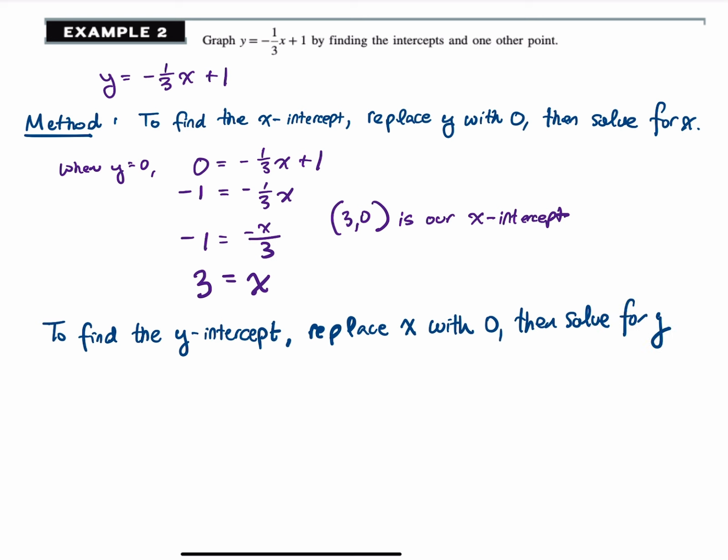So we're doing the opposite. So I can say when x equals 0, we would get y equals negative 1/3 times 0 plus 1. Well, the 0 will just delete the negative 1/3. So we get y equals 1. So that tells us we said x was 0, and we got 1 for y. So 0, 1 is our y-intercept.